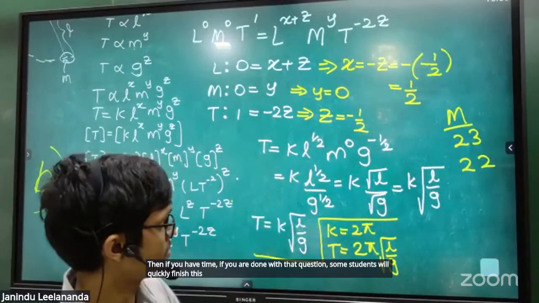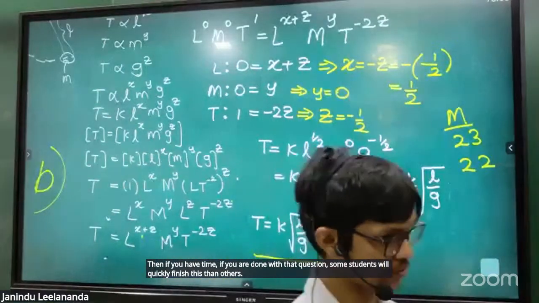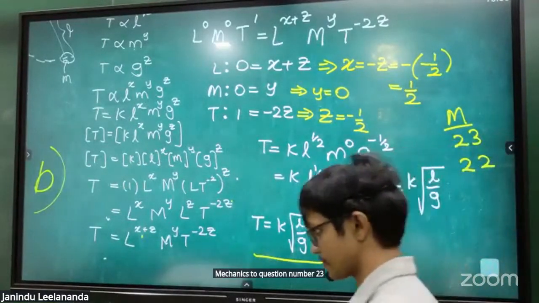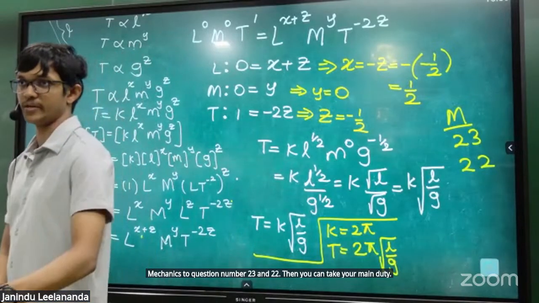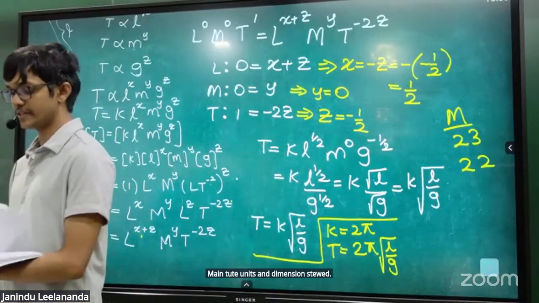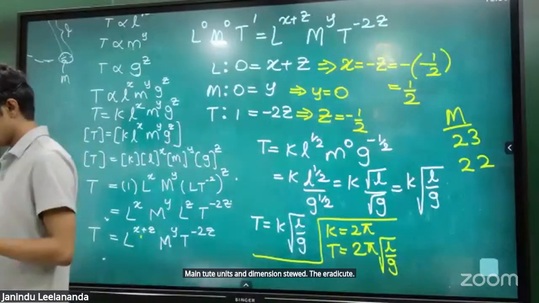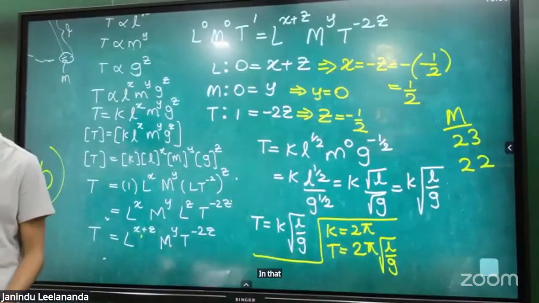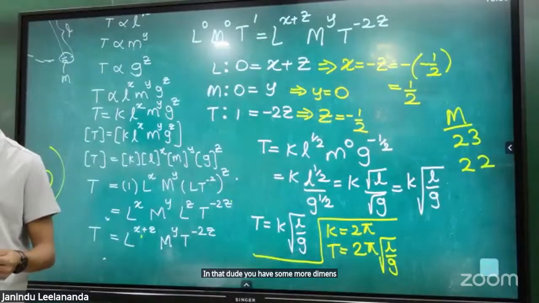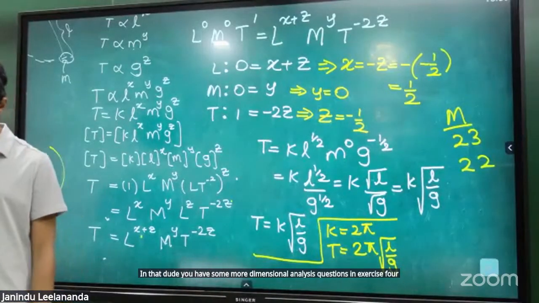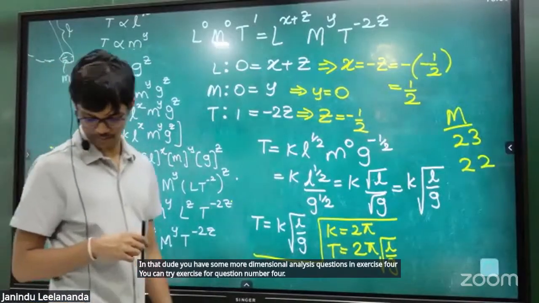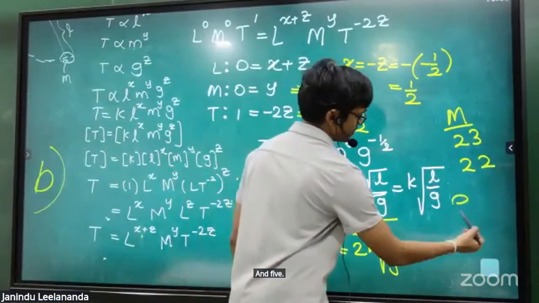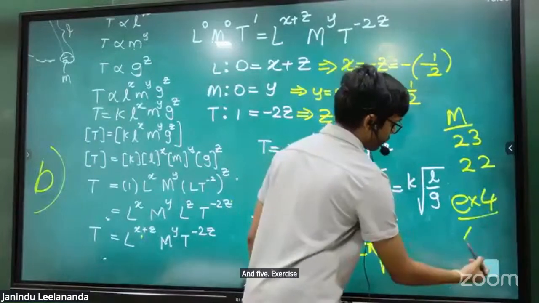Then others try mechanics tute, question number 23 and 22. Then you can take your main tute, units and dimensions tute, theory tute. In that tute, you have some more dimensional analysis questions in exercise 4. You can try exercise 4, question number 4 and 5.